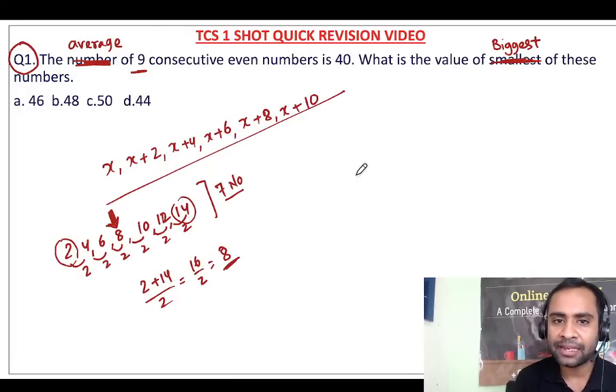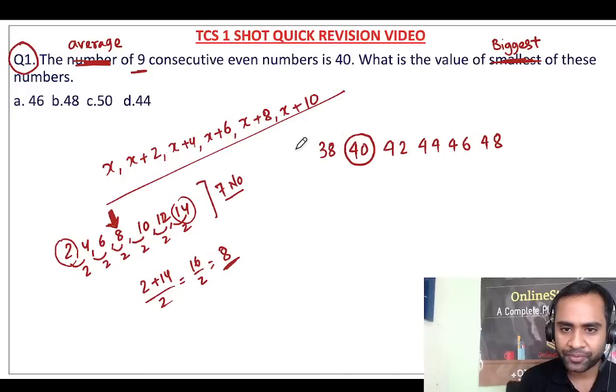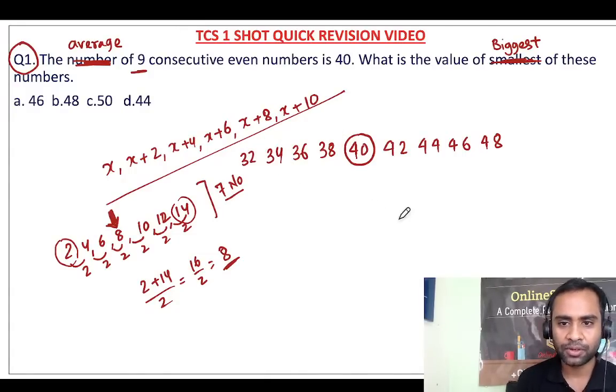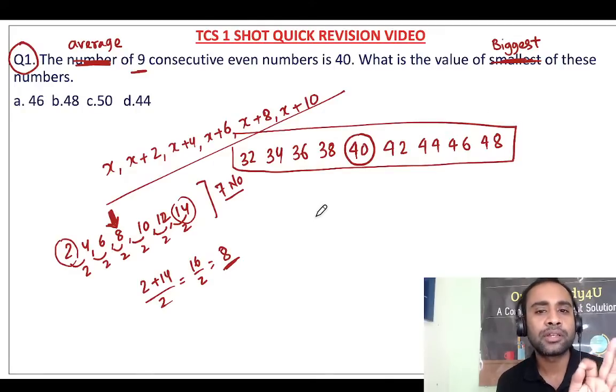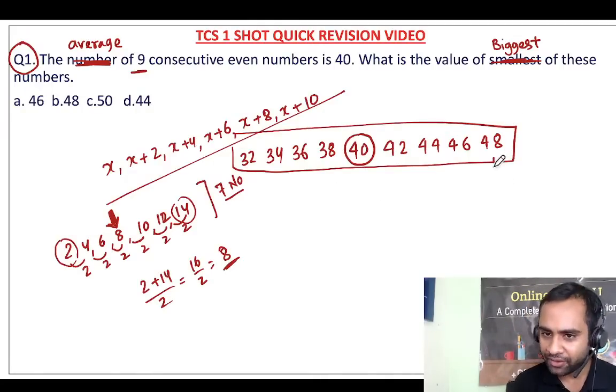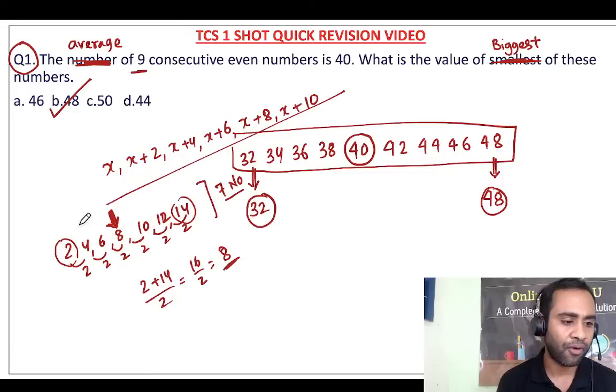Now I have 9 consecutive numbers and their average is 40. That means 40 is the middle number. Next numbers will be 42, 44, 46, 48. Here it will be 38, 36, 34, and 32. Then this is my 9 consecutive numbers for which the average is 40. If you're asking the biggest number, it is 48. The smallest number will be 32. So my answer will become 48.